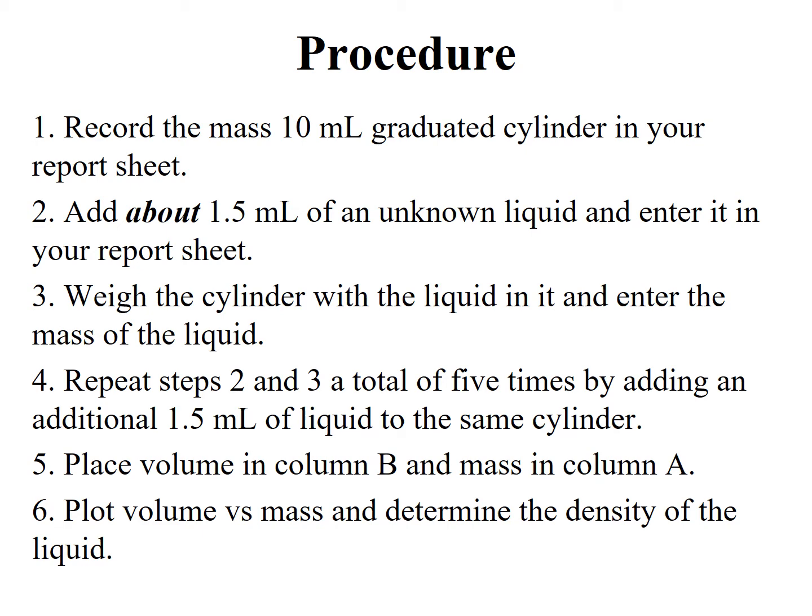Now you're going to repeat this 5 times by adding an additional 1.5 ml of liquid to the same cylinder. What does it mean? Add 1.5 ml and weigh, again and again. There's an increment of 1.5 ml, and you record the change in mass after each addition. Now you're going to place the volume in column B and the mass in column A, and then plot volume versus mass and determine the density of the liquid.